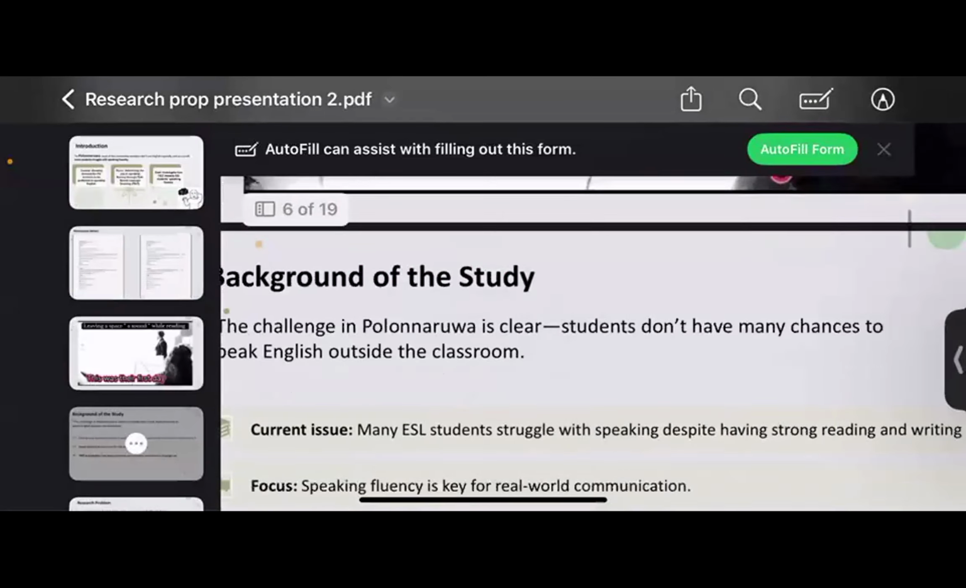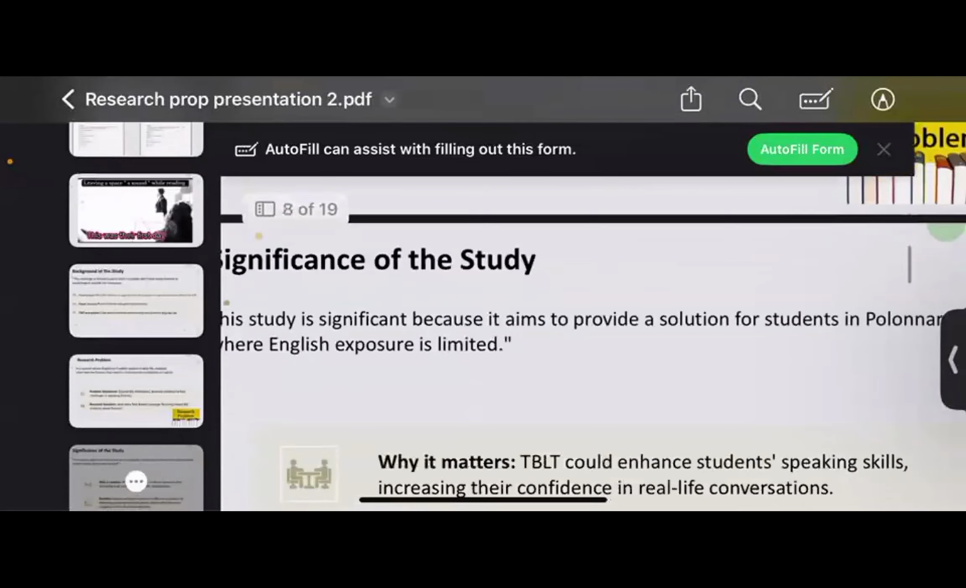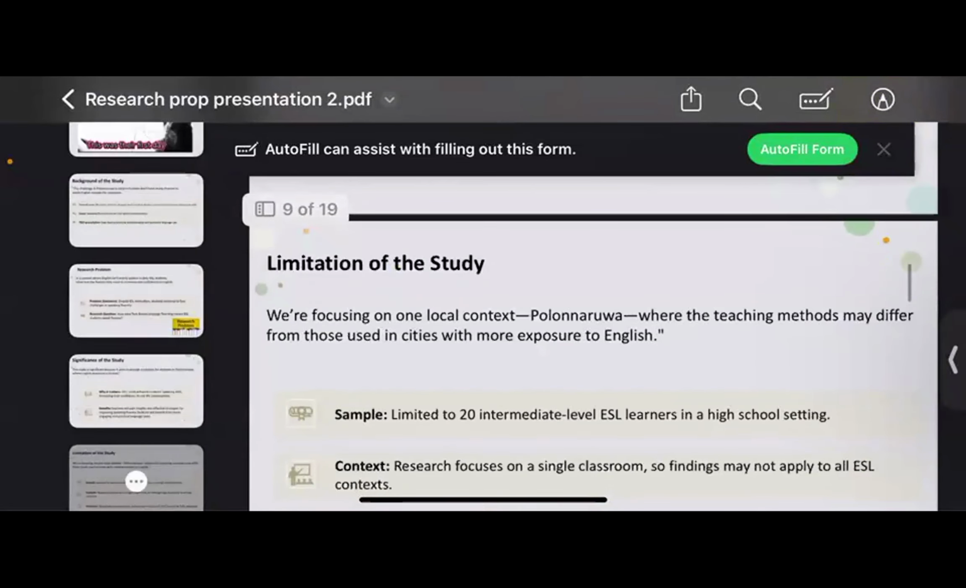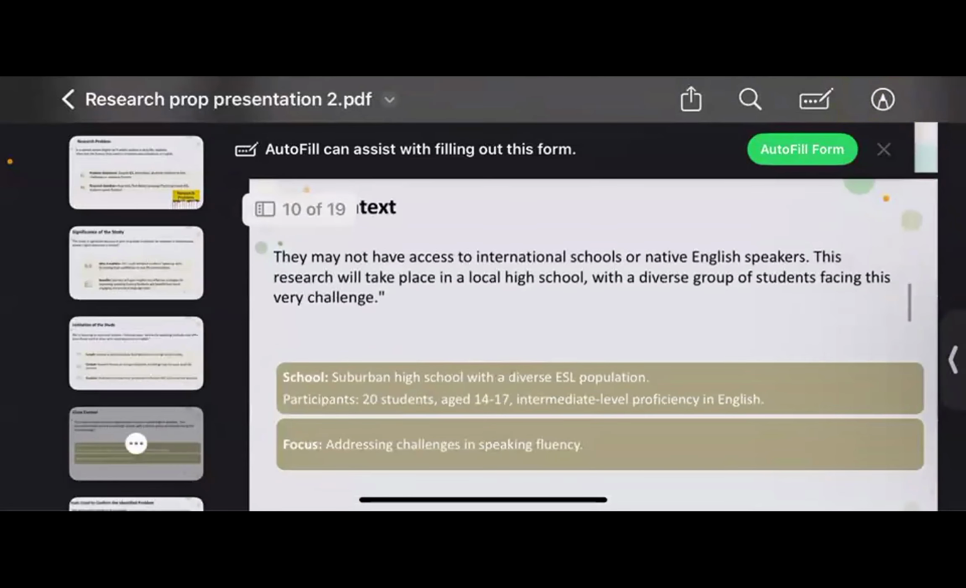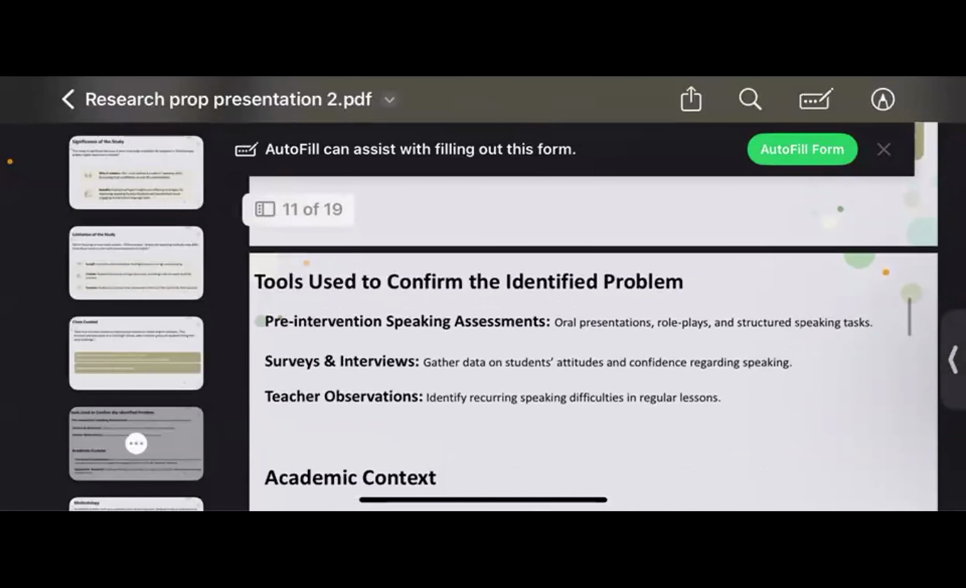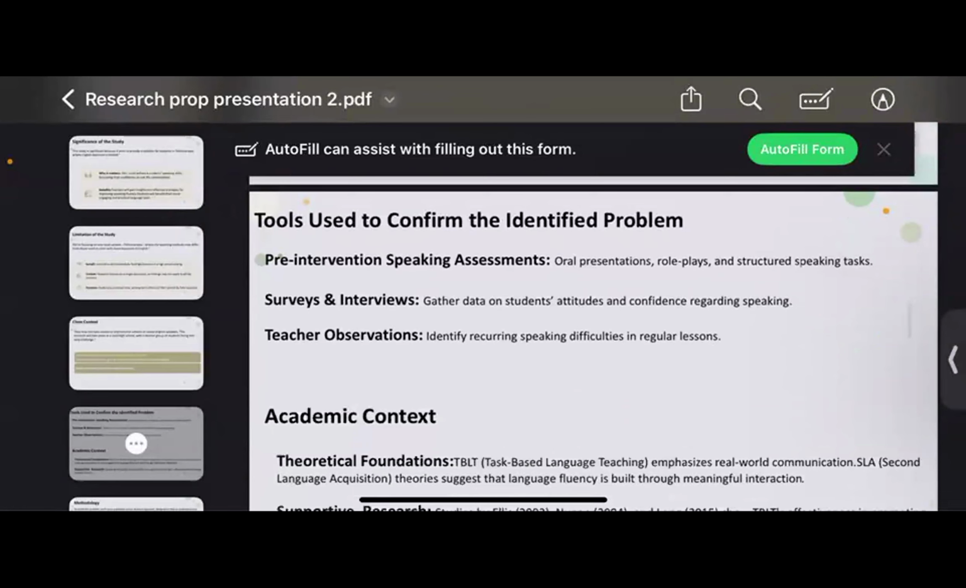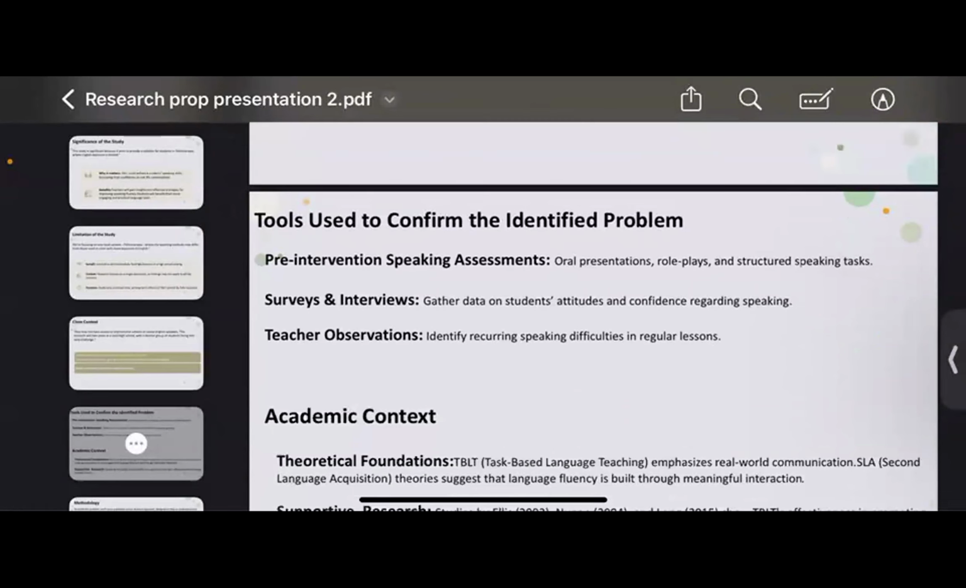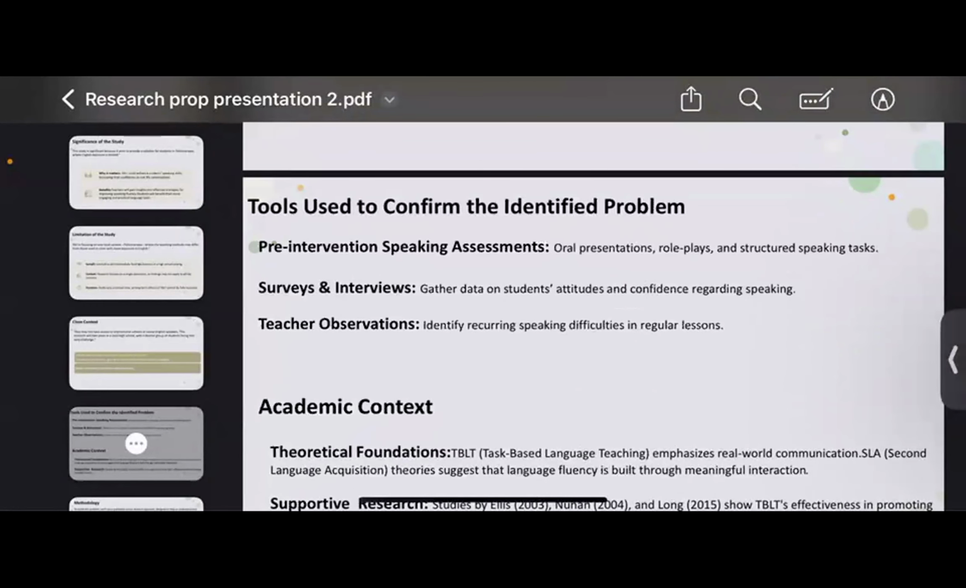Ma'am, can you see the screen now? Yes, I can see. Okay, ma'am. So, the tools used to confirm the identified problems are pre-intervention speaking assessments, oral presentations, oral plays, and a structured speaking test.